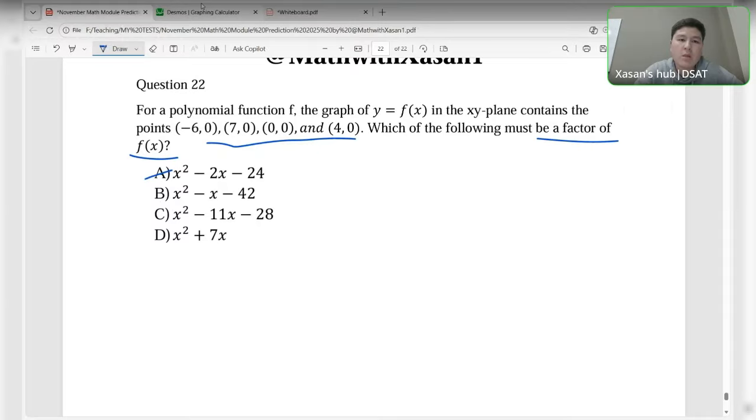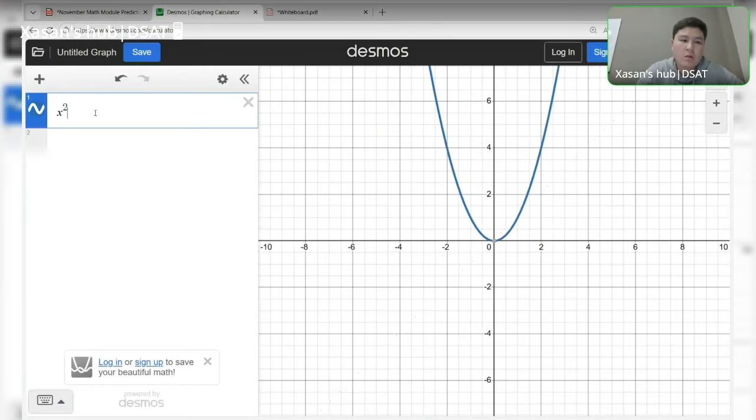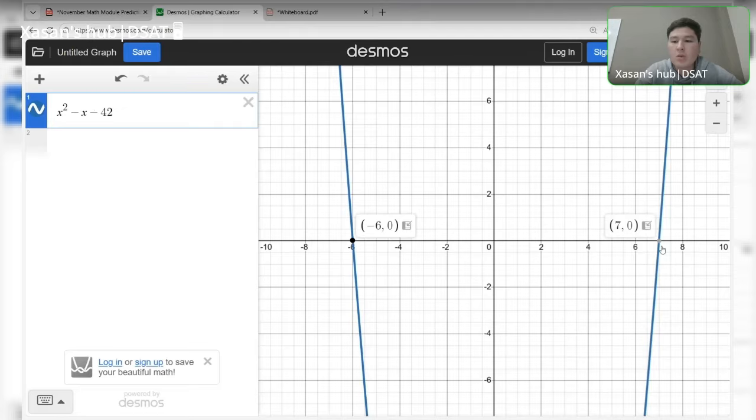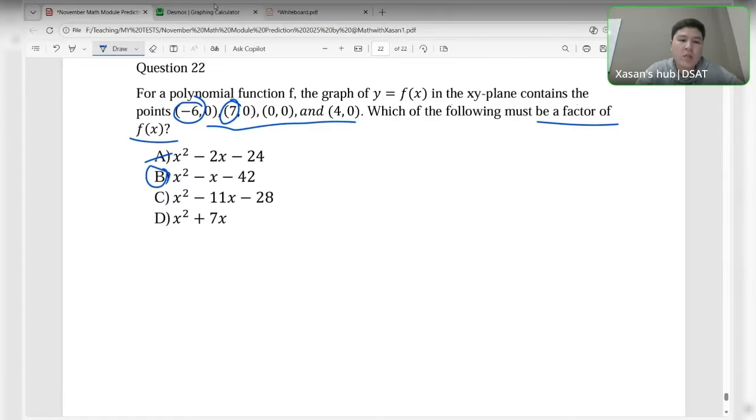And check option B, guys. I'm going to delete this one: x squared minus x minus 42, and -6, and this one is 7. Do we have these kinds of answers? Yes, we have -6 and 7. So the answer is B here. And let's check the other ones to make sure.